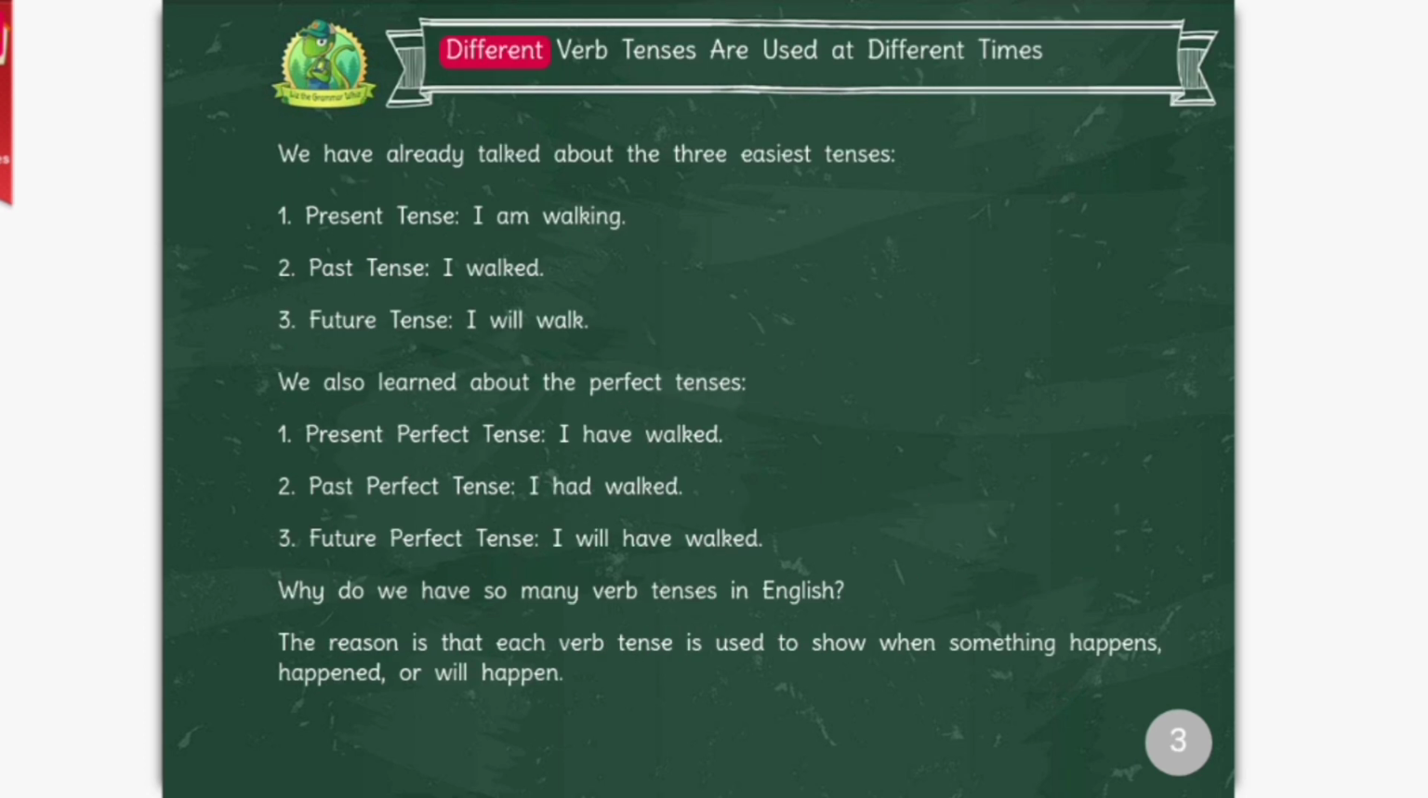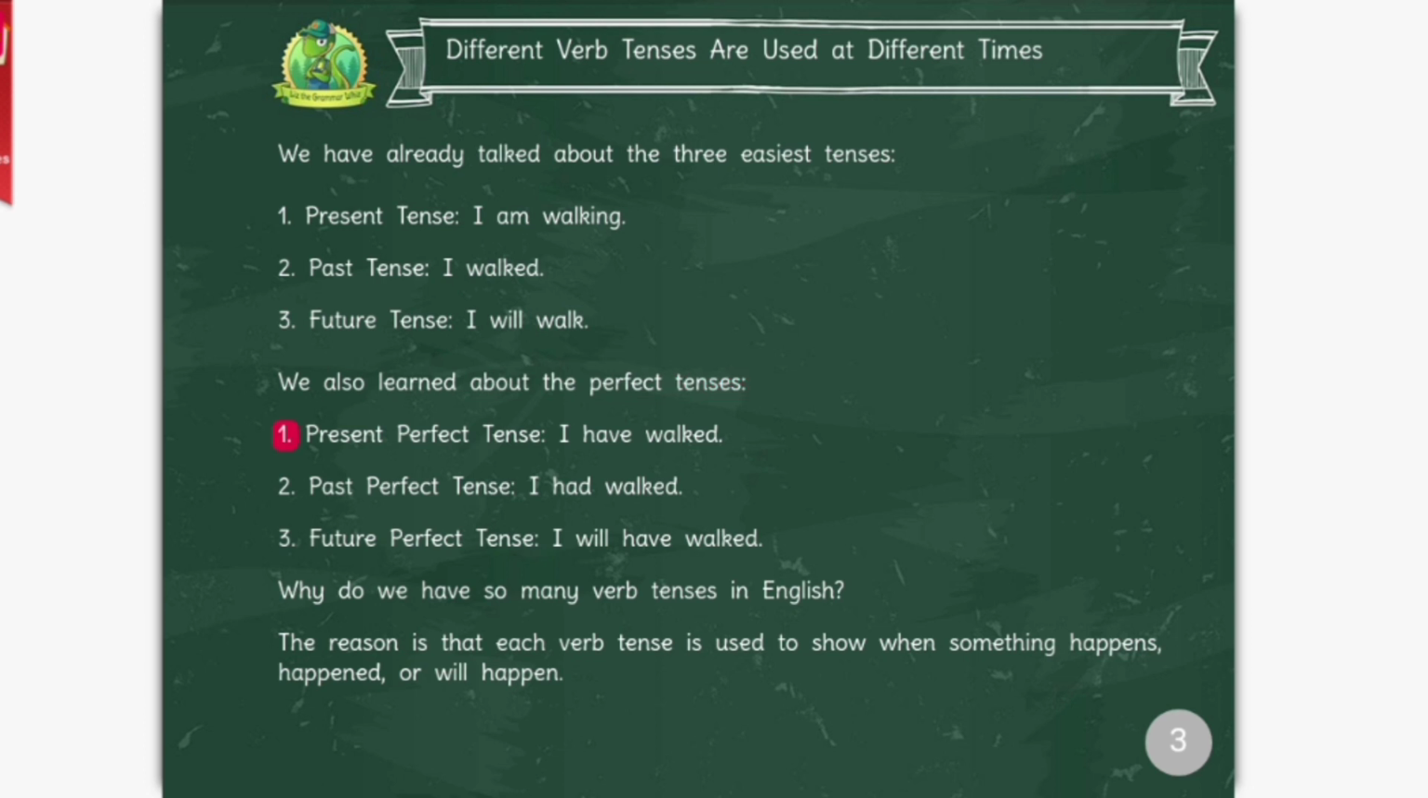Different verb tenses are used at different times. We have already talked about the 3 easiest tenses. 1. Present tense. I am walking. 2. Past tense. I walked. 3. Future tense. I will walk. We also learned about the perfect tenses.